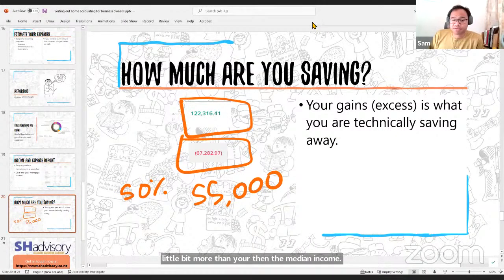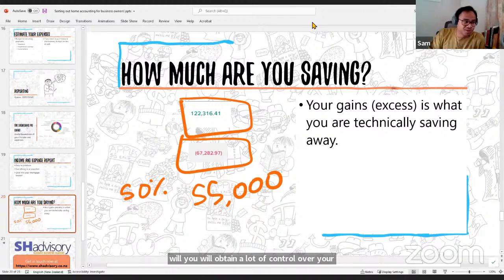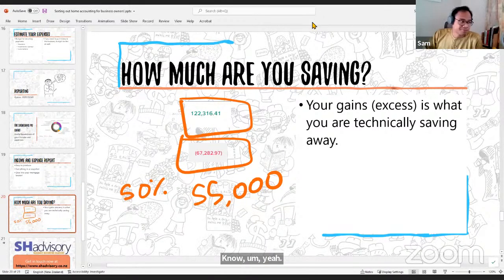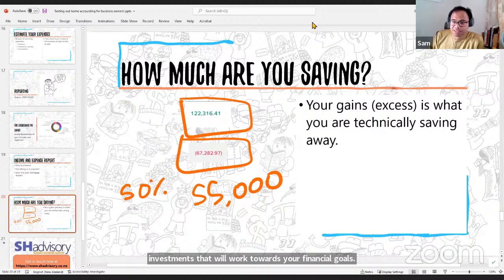But I think regardless of your financial situation, you will obtain a lot of control over your finances by using the really, really simple method of just keeping track of your finances. Keep track of your savings and then put it towards investments that will work towards your financial goals. If you're looking to save up for retirement, then put them in some long-term exchange traded funds. If you're looking to save up for your first home, put them in short-term funds, term deposits, peer-to-peer lending platforms, or whatever else works for you.